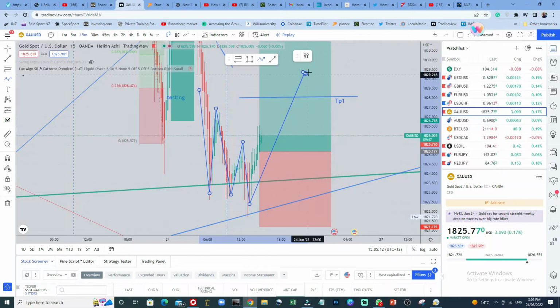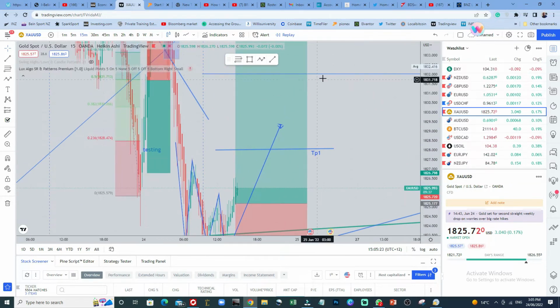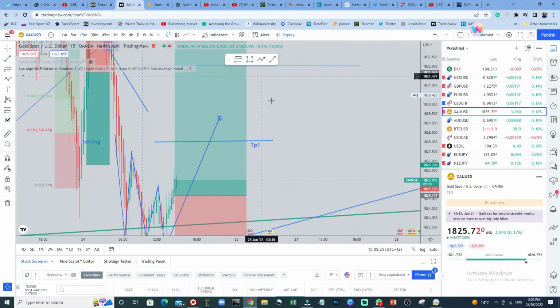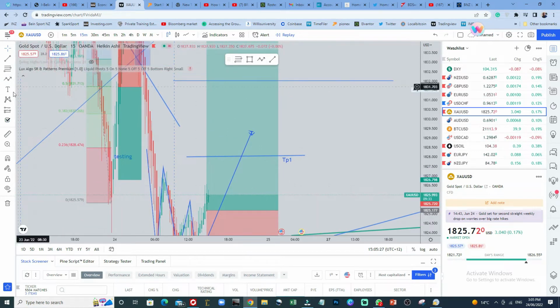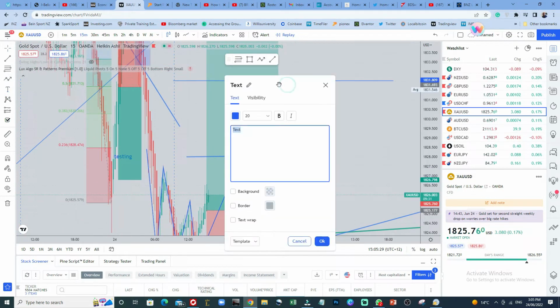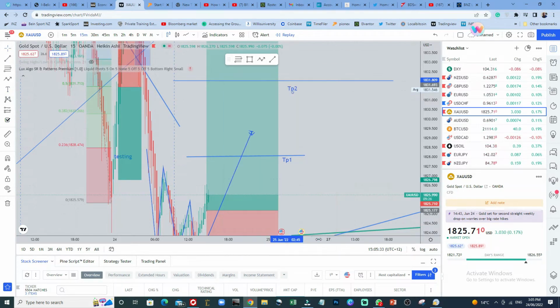Meanwhile, I've already set take profit here. I entered multiple positions here and take profit here. Then I also want some take profits here as well. This is my TP2.